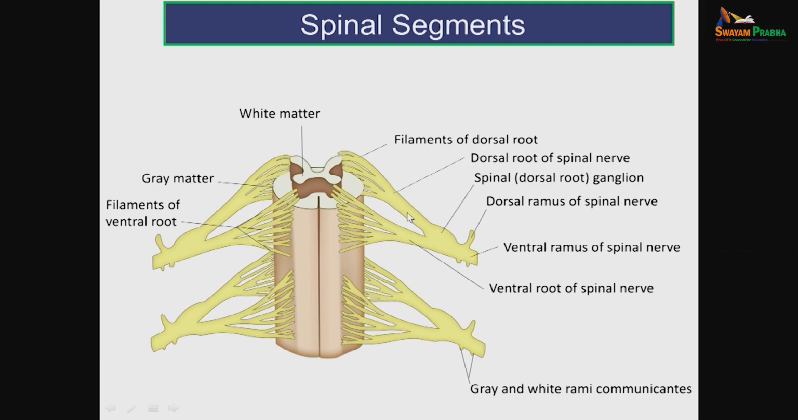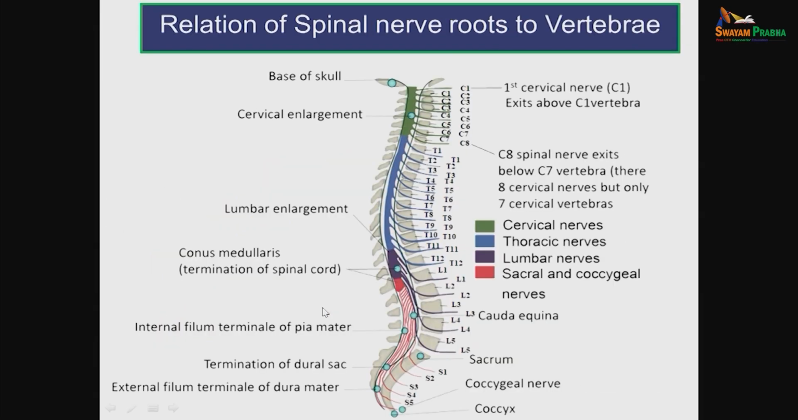It is attached to the cord by 2 roots, a ventral root and a dorsal root. The dorsal root presents a ganglion which is called the dorsal root ganglion. Of these roots, the ventral root is motor and the dorsal root is sensory. Both roots join and form the typical spinal nerve which will come out of the intervertebral foramina. This typical spinal nerve divides into a ventral ramus and a dorsal ramus. So, we are at present talking about the spinal segments.